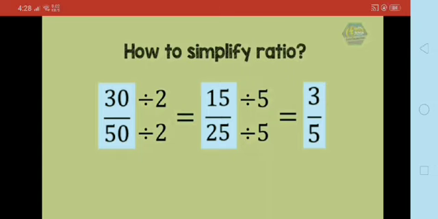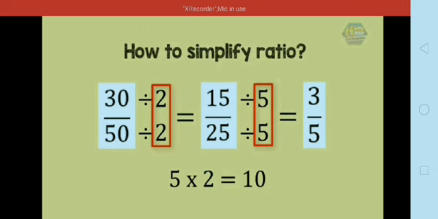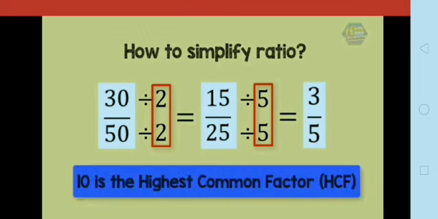And the product of all the numbers by which we divide the numerators and denominators will be the HCF, or the highest common factor. So in the example, we divided the numerator and denominator by 2 and 5. Therefore, 5 times 2 is equal to 10. So 10 is the HCF of the ratio 30/50. So that's how you simplify the ratio. It has the same rule as simplifying a fraction. That's it, guys. I hope you learned a lot about ratio.